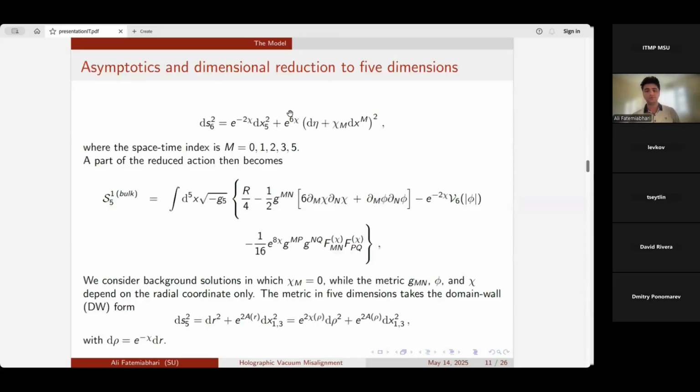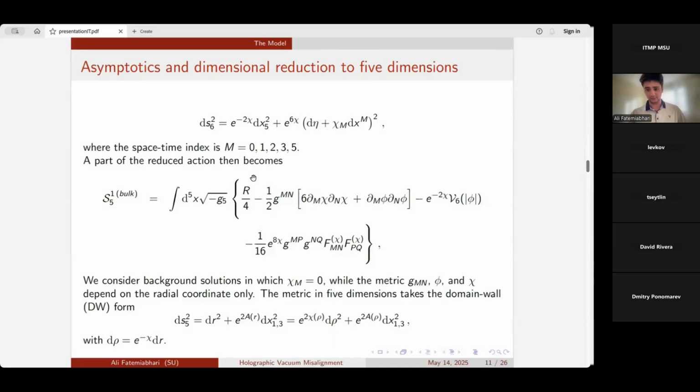And now we want to go to one lower dimension by doing a normal Kaluza-Klein reduction along the 6th direction. We call it here eta. So from this Kaluza-Klein reduction, the metric will produce a 5-dimensional metric plus 1 scalar chi and 1 vector chi m.